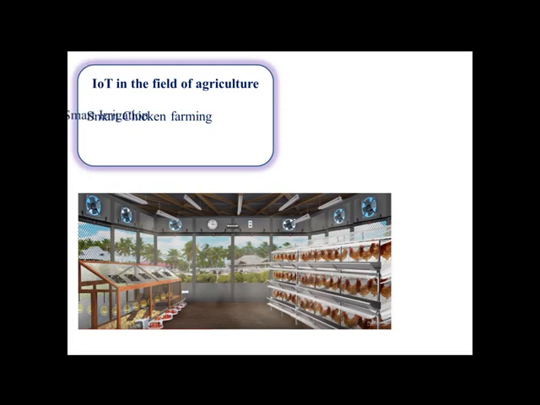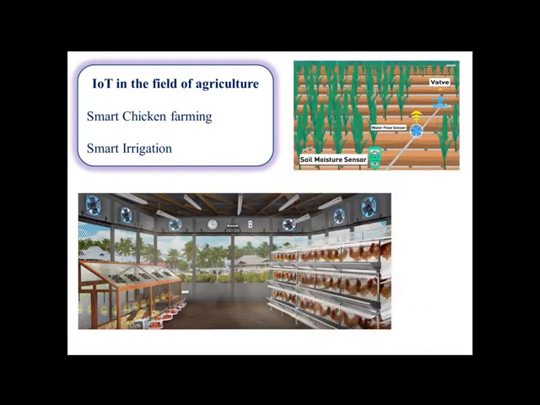Another field is smart irrigation, wherein it helps farmers in monitoring the water needed to grow plants. Since water is a scarce resource, it should be used in the most effective way. It's not freely available, so effectively using water becomes so important.